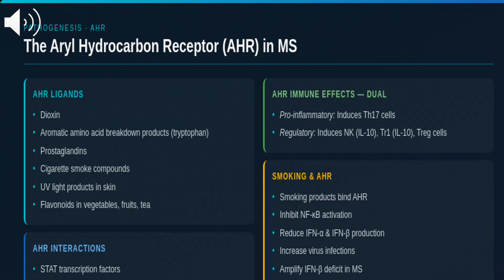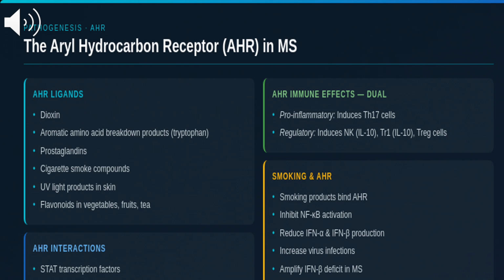The aryl hydrocarbon receptor represents one of the most interesting molecular bridges between environmental exposures and immune dysregulation in MS. The AHR is essentially an environmental sensor expressed on immune cells. It binds an extraordinarily diverse range of ligands: dioxin and other environmental pollutants, breakdown products of aromatic amino acids like tryptophan, prostaglandins, compounds in cigarette smoke, products of ultraviolet light in the skin, and flavonoids in vegetables, fruits, and tea. When activated, it communicates with STAT transcription factors, retinoic acid receptors, estrogen receptors, and NF-κB, all central to immune regulation.